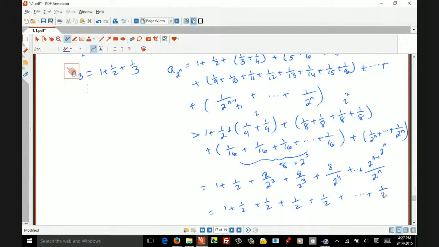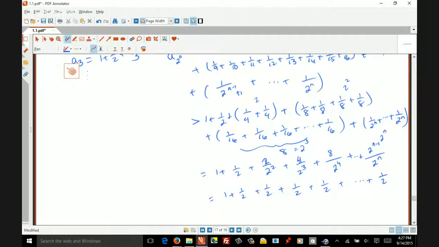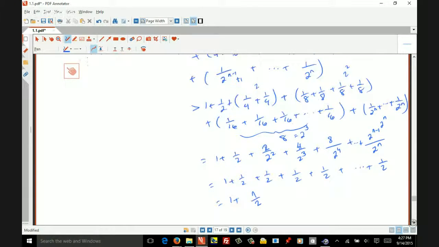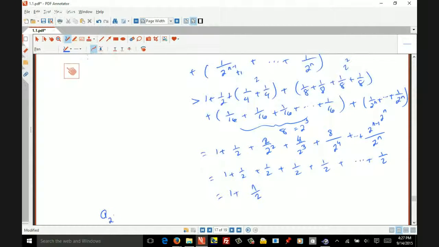So how many terms do you have? If you had 3, you'd have 1, 2, 3 for the cubed. So that tells you that A2 to the n is bigger than 1 plus n over 2. What is the limit of that? Infinity. Is this a bounded sequence? No.